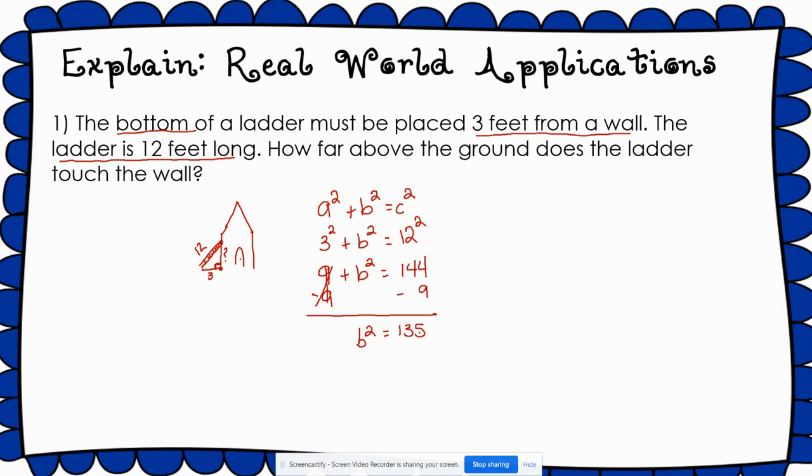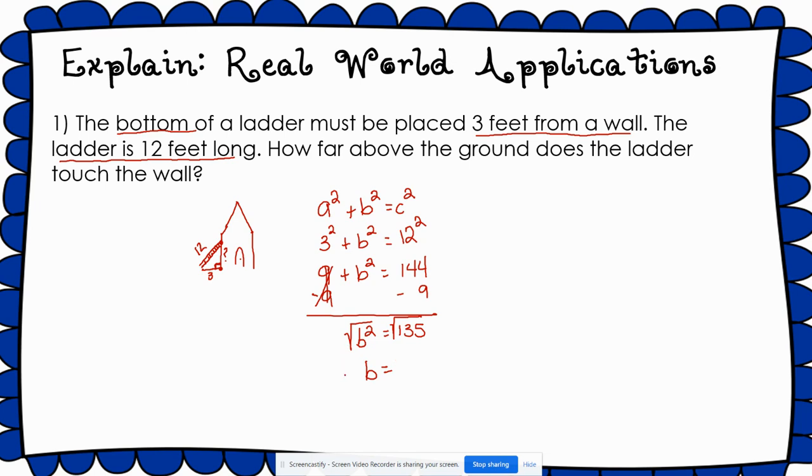Remember, B is still not by itself at this point. B still has an exponent with it. So in order to get B by itself, we need to do the inverse of an exponent of 2, which is taking the square root of both sides. The square root of B squared is B, and the square root of 135, since 135 is not a perfect square, is going to be an irrational number.